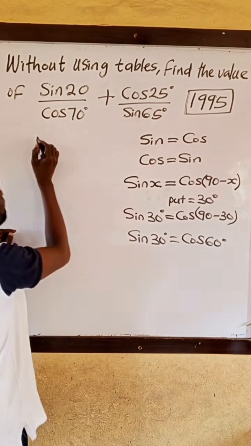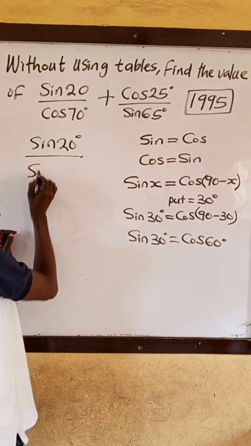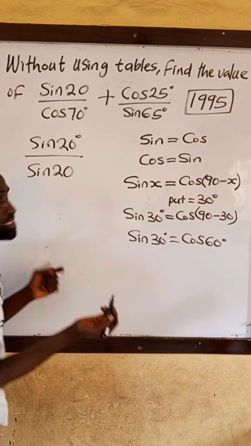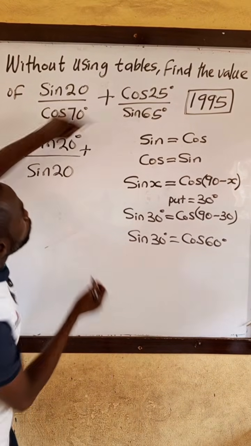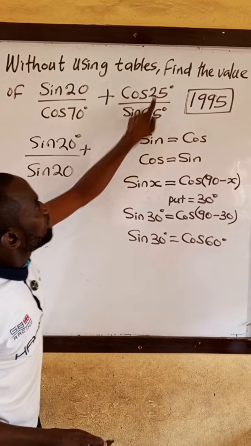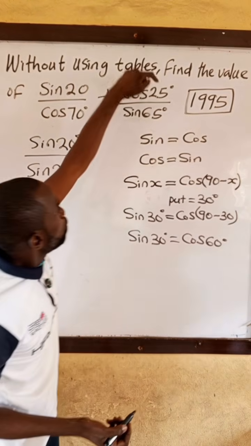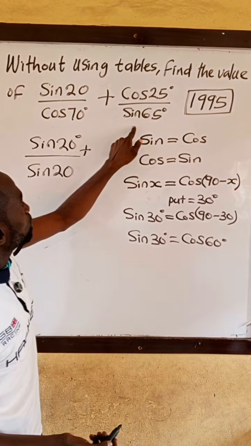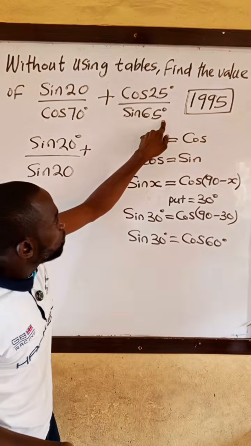So I can say sin 20 over sin 20, because they are the same thing. I can change this cos to sine. Then plus 25 and 65. They are the same thing. I can change one to cos. I have cos 25 here, because sin 65 will give us one.